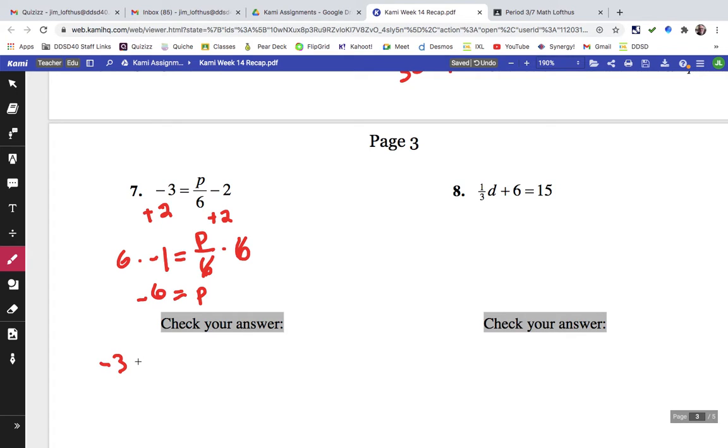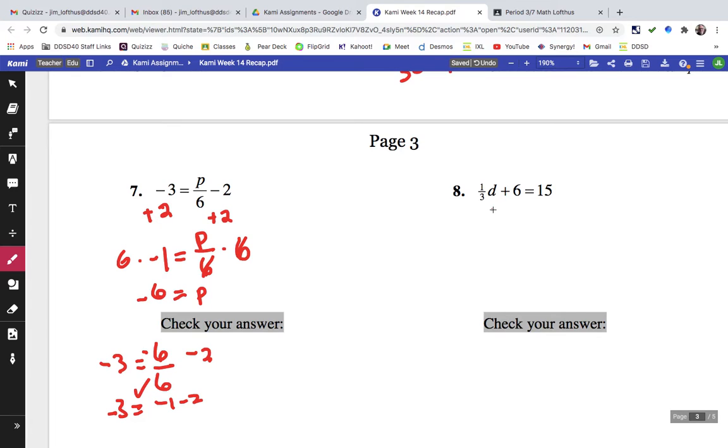Negative 3 equals negative 6 divided by 6, minus 2. And that's equal to negative 1 minus 2, and that's equal to negative 3, so that checks.